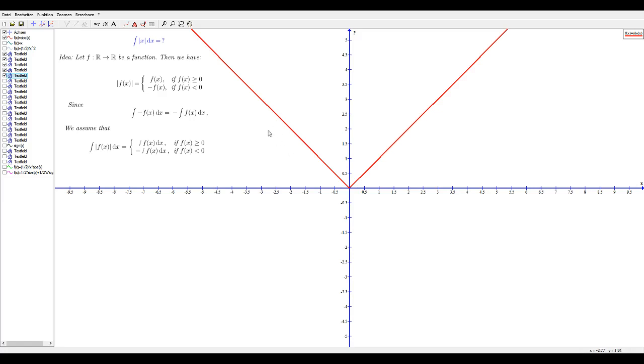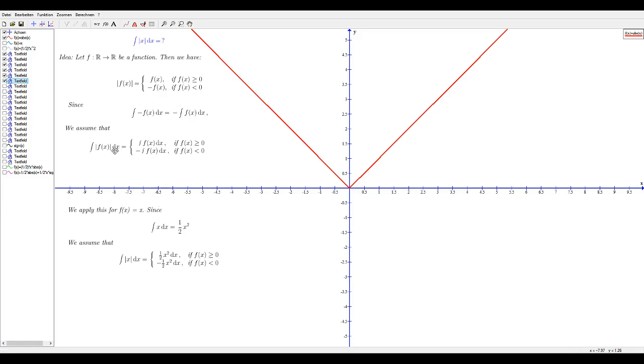I mean, if you flip a function around the x-axis or multiply by minus 1, then its derivative is also flipped around the x-axis or multiplied by minus 1, right? I mean, if the function is rising and you multiply it by minus 1, then it's suddenly falling. But of course, it's falling at the same rate of change. So the derivative doesn't change, but only the sign of the derivative changes. And because of that, this also works vice versa when you look at the integral or the antiderivative. So this is our strategy here.